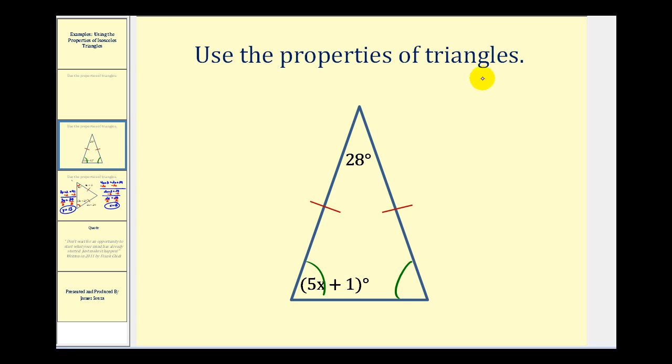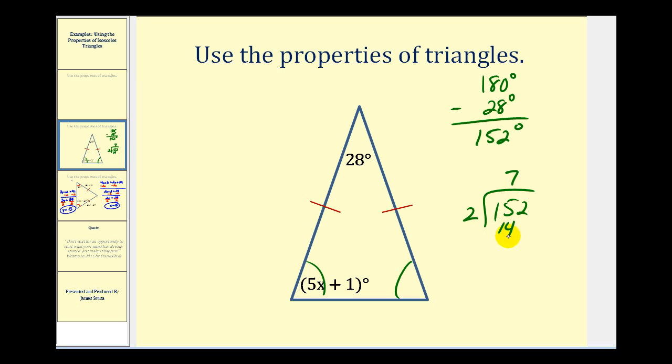So we can take the total sum of the interior angles and subtract out this angle that measures 28 degrees, and that'll give us the sum of the two base angles, which we know are congruent. So this is going to give us 152 degrees for the sum of these two angles. And since they're congruent, we can just divide this by 2, and that'll tell us the measure of each base angle. So each of these base angles has a measure of 76 degrees.